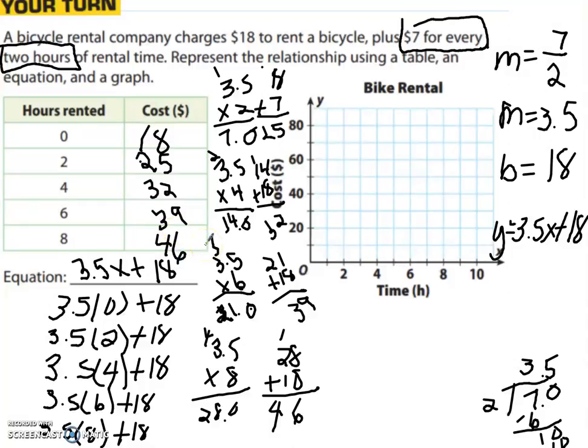All right, the last thing is to plot the ordered pairs. So 0, 18 would be like right about here. And then 2, 25, that would be in between here. And 4, 32. Oops. Starting to make dots.